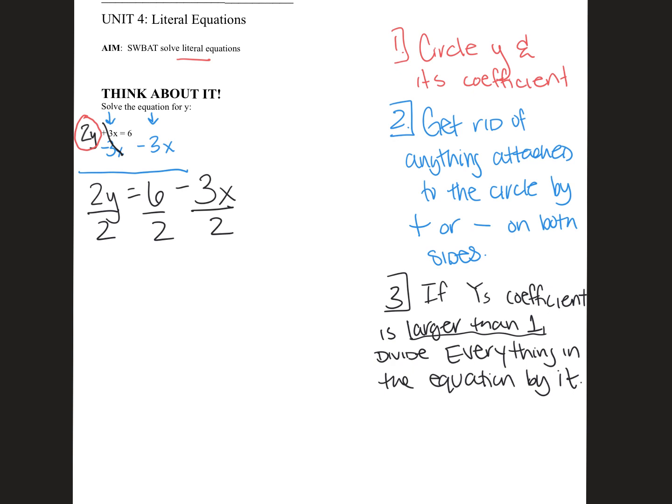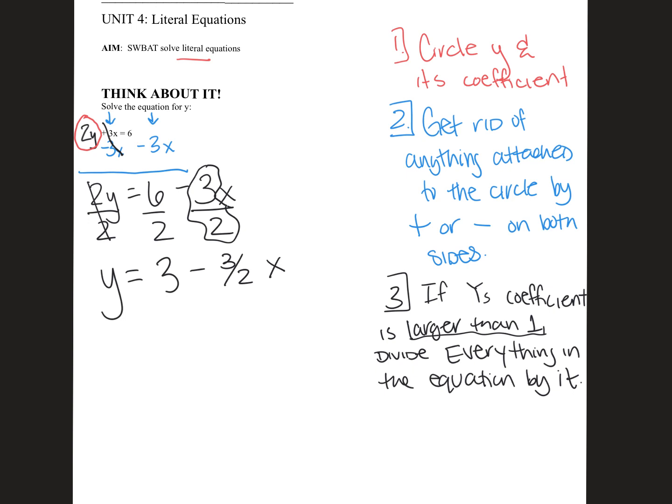How do I simplify that? Well, the 2's divide out, so this is y. 6 divided by 2 is 3. And this fraction is going to remain a fraction, okay? But I'm going to separate the fraction from the x. So I'm going to say this, all right?